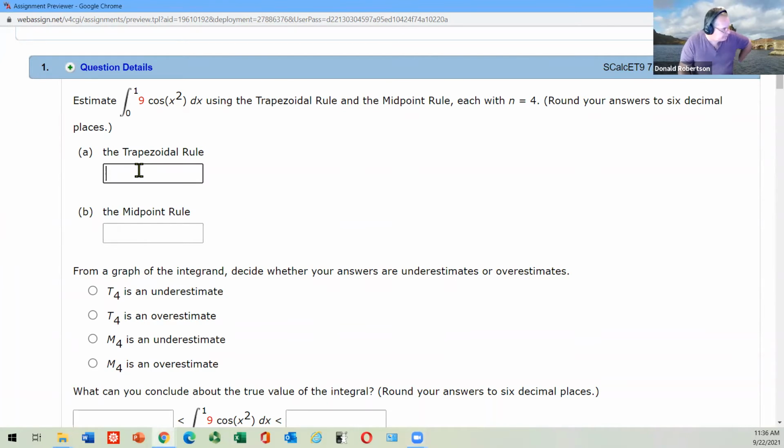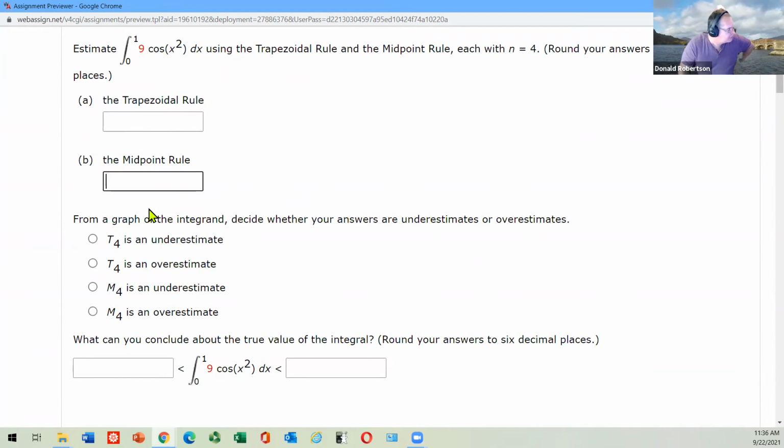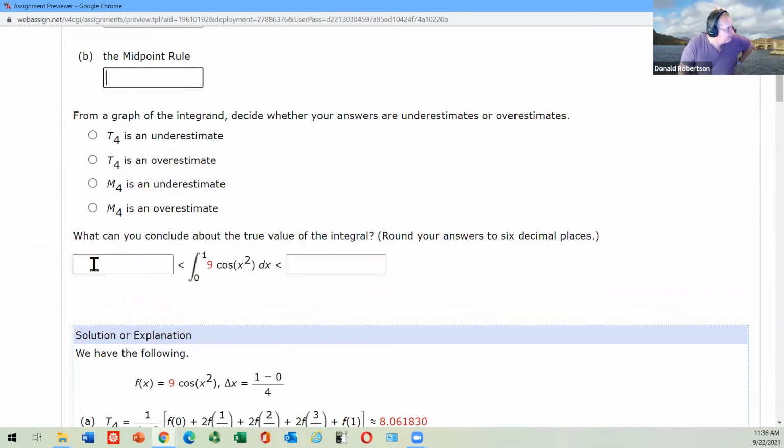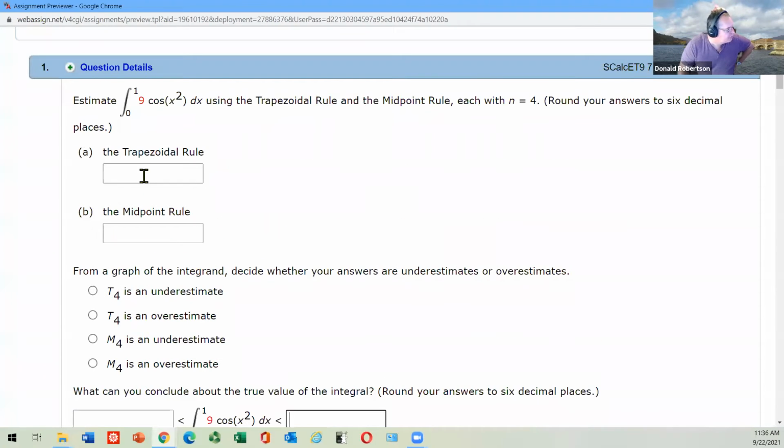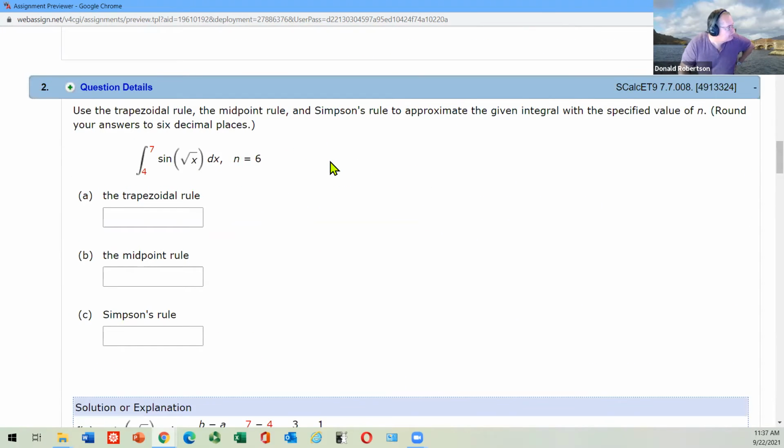So can you imagine doing the work and putting your answers in there? And then it talks about underestimates and overestimates. So I think you might want to kind of sketch that and see, and the small number goes there and the big number goes there. So whichever one of these is the smaller is the underestimate, and whichever one of these is the bigger is going to be the overestimate. And there's some stuff we can worry about.